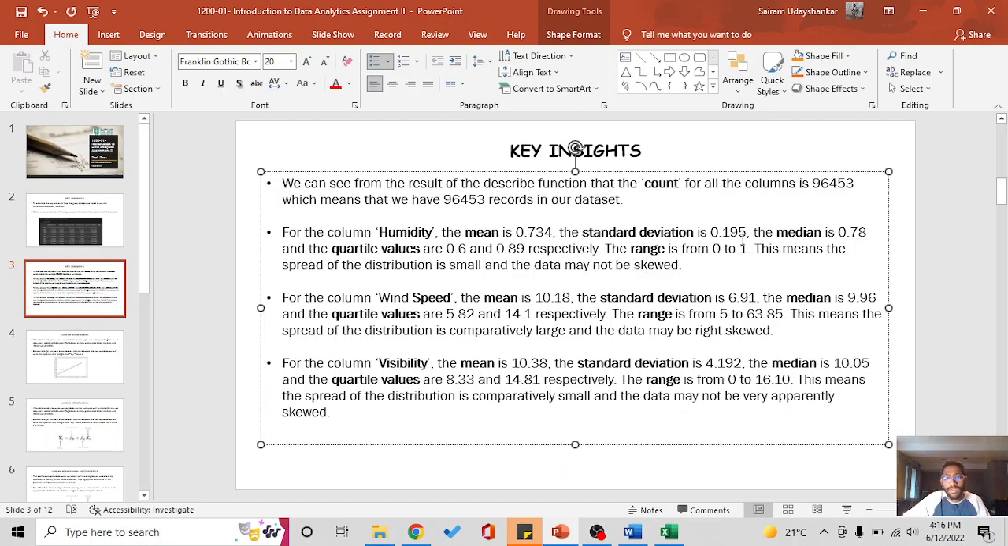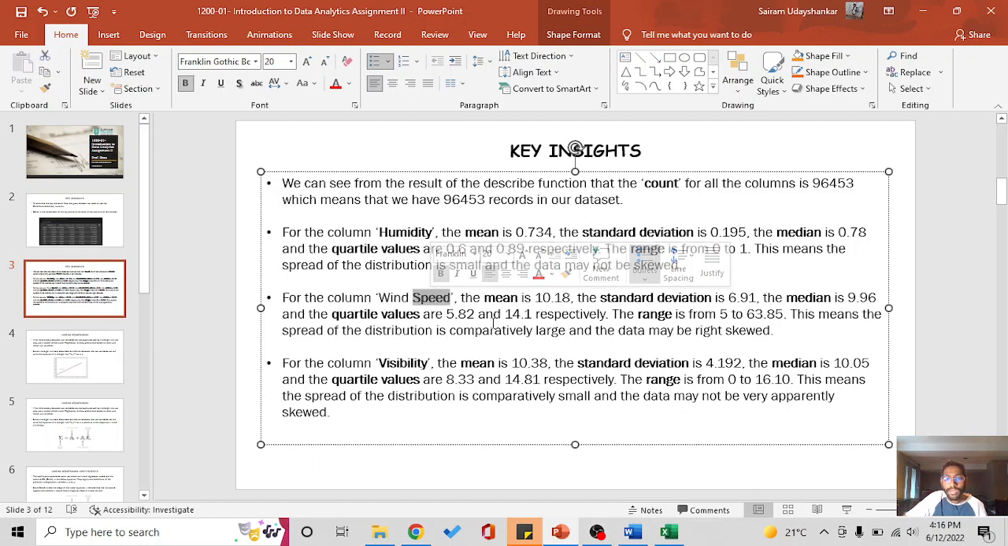So basically we can imagine that this data doesn't have a lot of spread. The spread from the min, which is 0, to the first quartile, to the median, to the upper quartile, and the maximum, doesn't show a lot of variation between these numbers. Since the spread is small, the data may not be skewed.